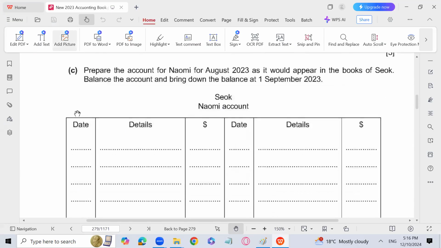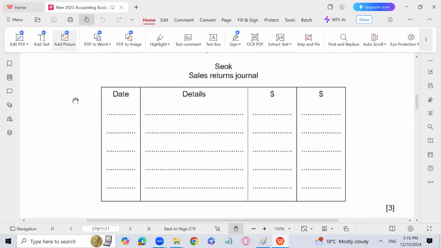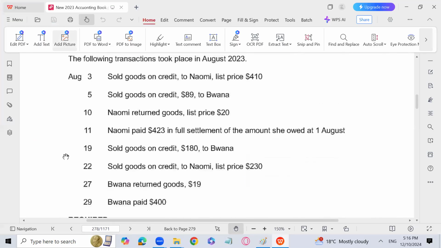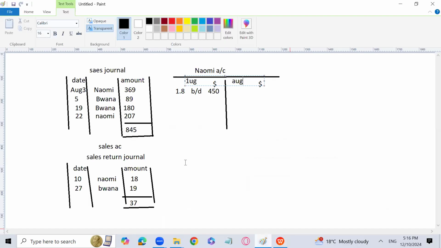Say the return. Yes, for the month of August. Let's pass the entries and then we are going to prepare the T account from the entries. The first entry is sold goods on credit to Naomi, list price 410. Always remember that the amount we have sold is not 410, it is 369. The entry will be Naomi debit and sales credit.